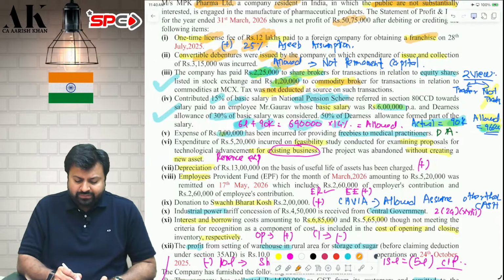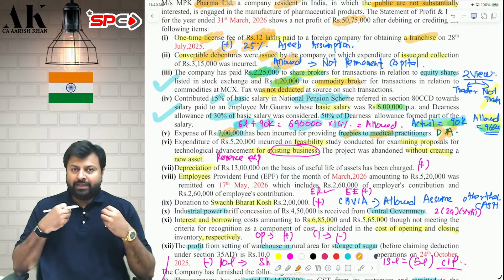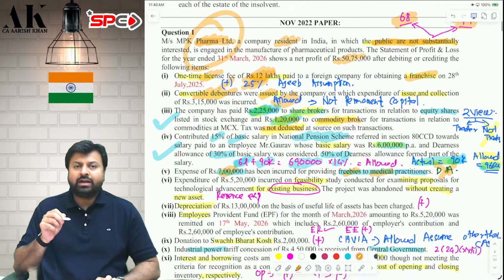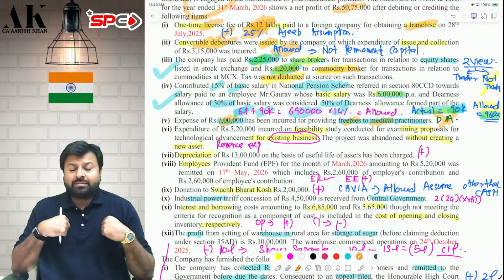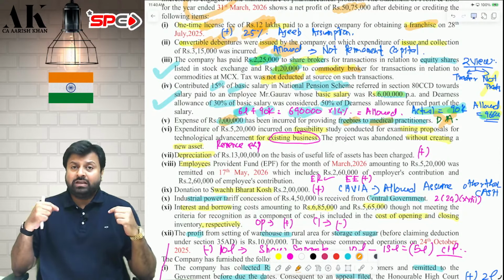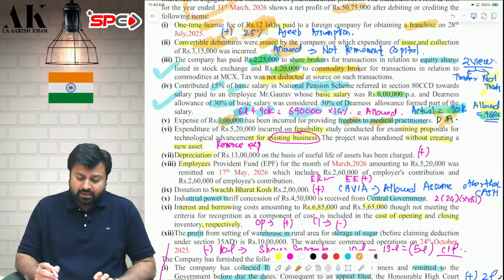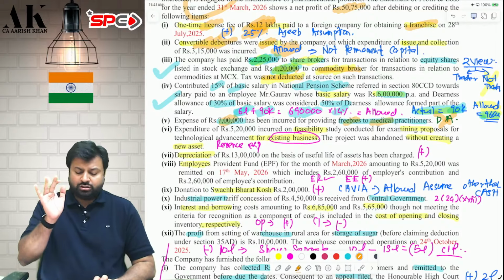Next one, you are giving 7 lakh rupees as a freebie to medical practitioner. Disallowed. Pharma company, you are a pharma company. That's the reason it is a very important line over here at the beginning of the question. A pharma company giving freebie to whom? Giving freebie to medical practitioners is disallowed. It is not allowed as per Explanation 1 to section 37(1).